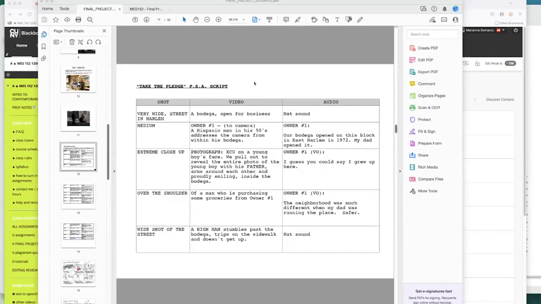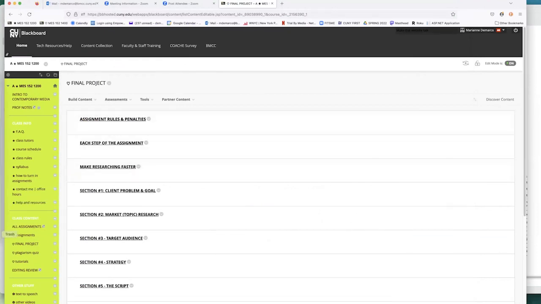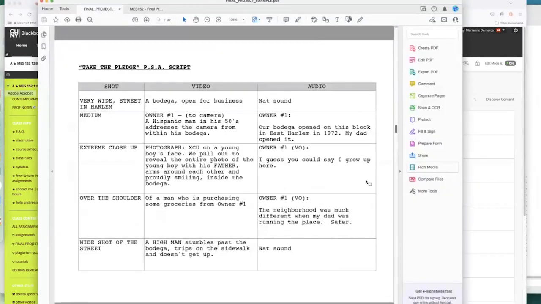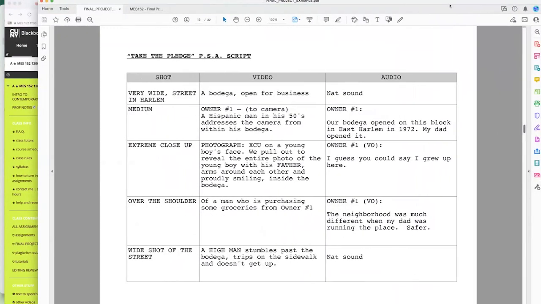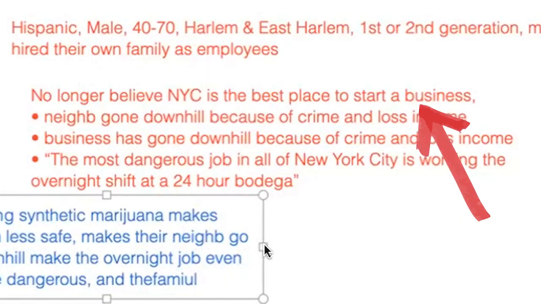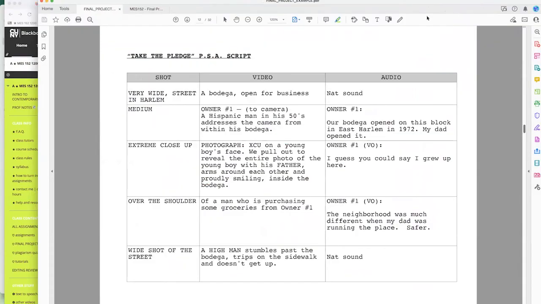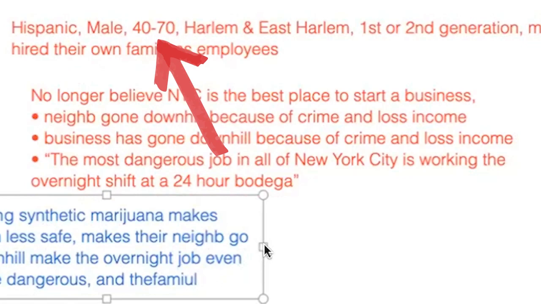Now, this script is not going to win any Oscars. However, it does the job. And your assignment does not have to win any Oscars either. What it does have to be is effective, though. Now, remember, what were the things that I really wanted to hit on? Those were family, crime, business, and associating all those things with selling synthetic marijuana. But the other thing, don't forget the importance of the demographics. So they were Hispanic, they were in Harlem and East Harlem, they were in their 40s and 50s.